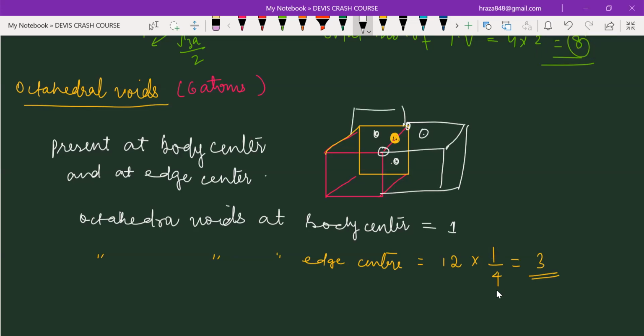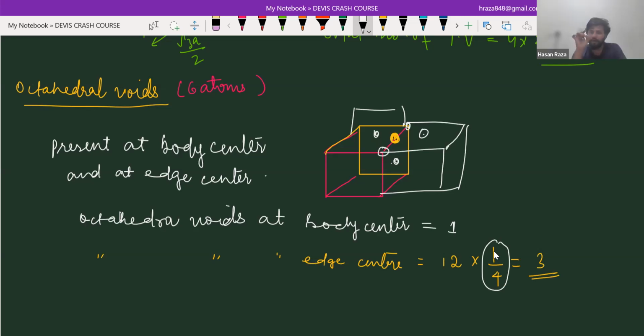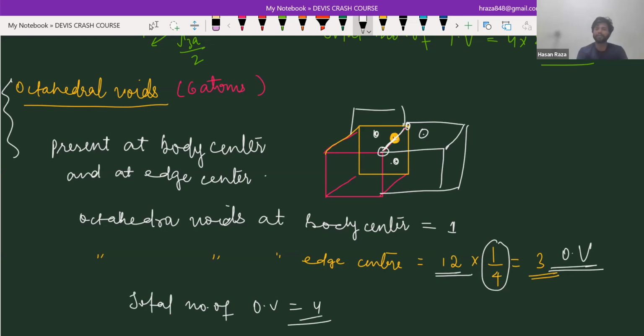So due to this edge center atom, for one cube there will be 1/4 octahedral void. Due to this edge center, 1/4 octahedral void, but we have 12 edges. Due to that, the total from edge centers will be 3, and the total number of octahedral voids in a cube is equal to 4. Is that clear?